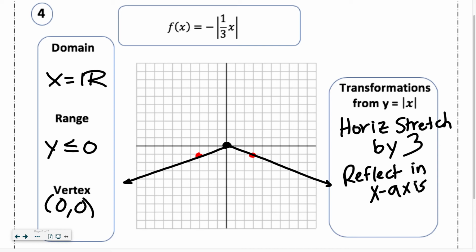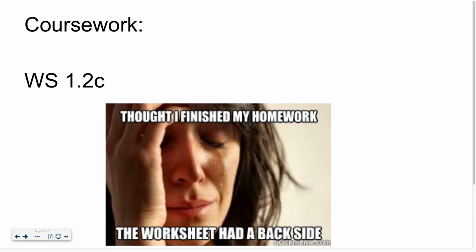Okay, so I'll come around tomorrow and take a peek at your worksheets. My meme for today is that sad looking face when you forget there's a backside. So turn your worksheet over and look at that, there's a backside. Okay.